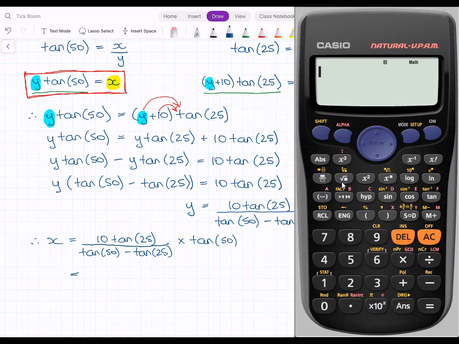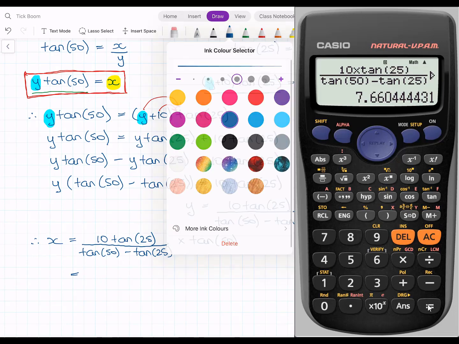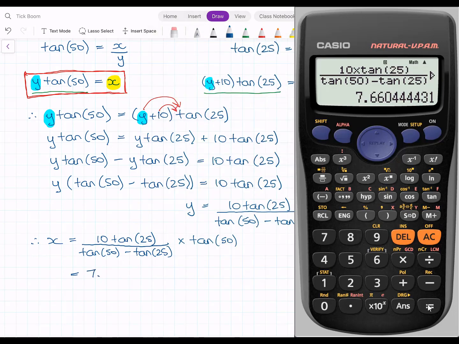So we're going to have a fraction, and in the numerator we will have 10 times the tangent of 25, and in the denominator we will have the tangent of 50 minus the tangent of 25, and then that whole fraction is being multiplied by the tangent of 50. And when we press equals, we do get a long decimal, so I'll just write that out. We have 7.66044, and one more 4.